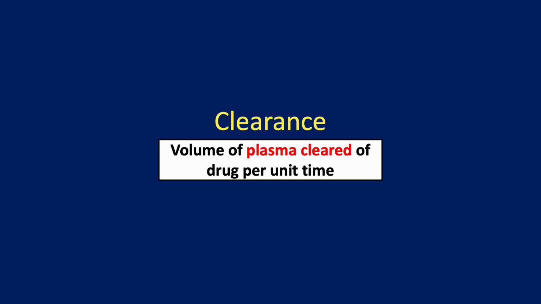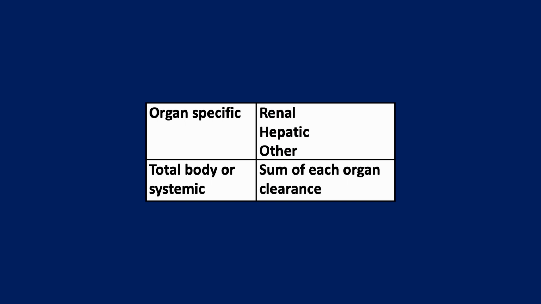Clearance. This is the volume of plasma cleared per unit time. Drugs can be cleared from the body in different ways, for example, organ systems and metabolic pathways. Hepatic and renal clearance are the most important, but other pathways do exist: GI, biliary and pulmonary. The total body or systemic clearance is the sum of all clearance pathways.